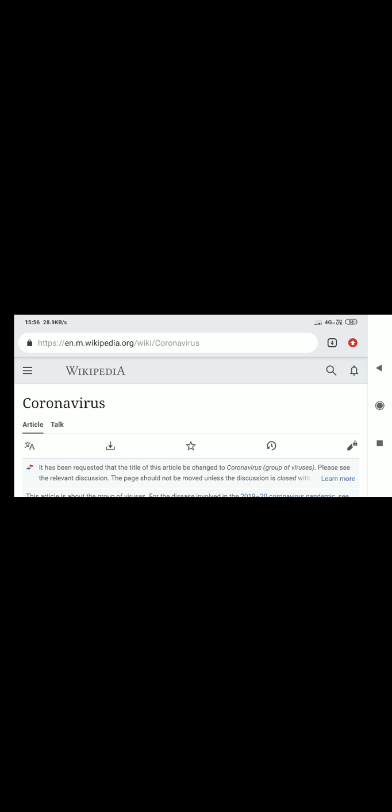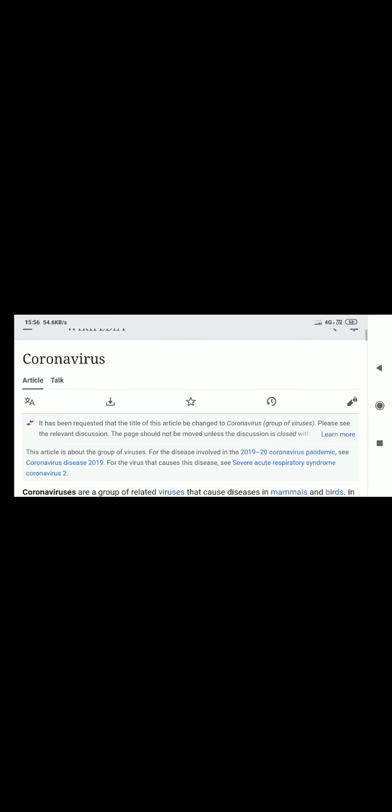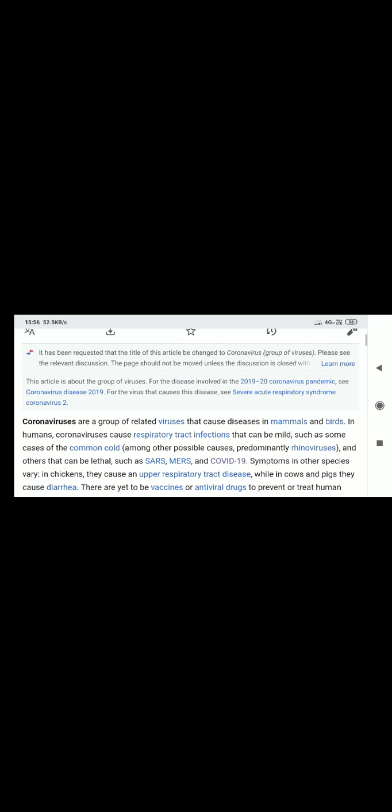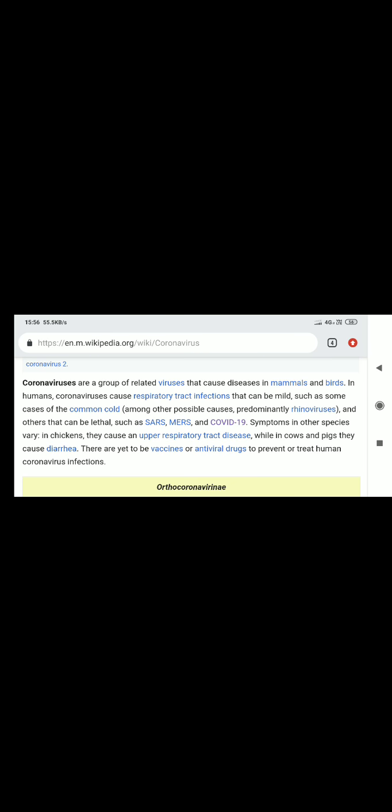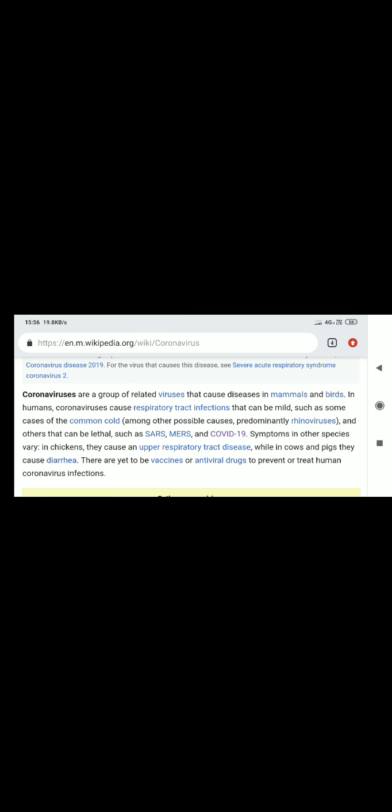Let's come to the types of coronaviruses. First, let's have a look at what a coronavirus actually is. Coronaviruses are a group of viruses of mammals and birds, and they cause diseases such as the common cold, SARS, MERS, and also COVID-19. They are also implicated in the common cold along with rhinoviruses, and in diarrhea. There are yet to be vaccines or antiviral drugs to prevent or treat human coronavirus infections.